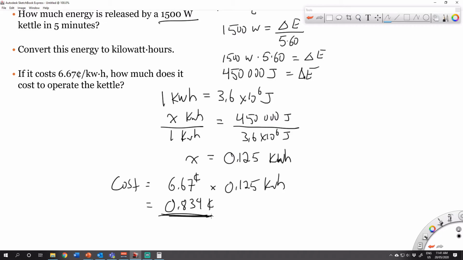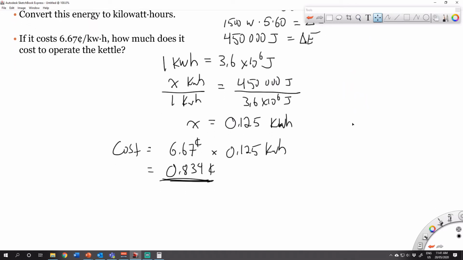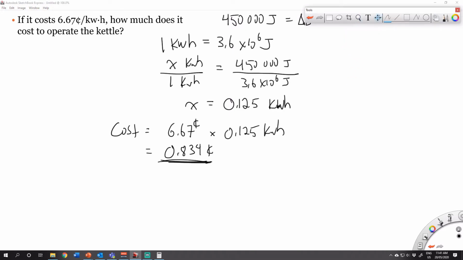So operating a kettle is actually quite cheap, it doesn't require too much money to operate. The kettle is obviously not the most expensive appliance to operate. You can perform similar sets of calculations to figure out the cost of other appliances, for example a washing machine, a dryer, a dishwasher and so on.